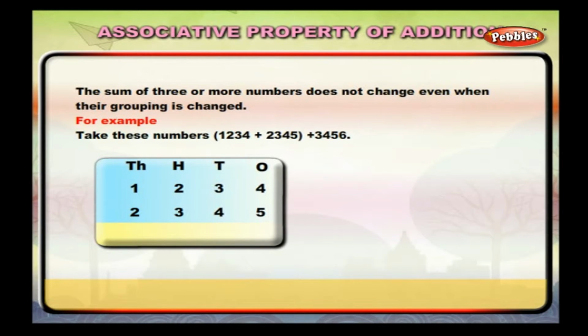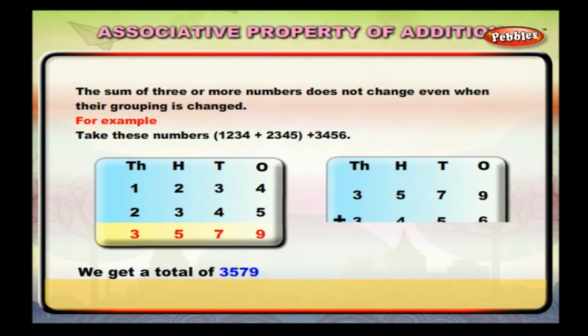1234 plus 2345. Add ones column. 4 plus 5 is equal to 9. Add tens column. 3 plus 4 is equal to 7. Add hundreds column. 2 plus 3 is equal to 5. Add thousands column. 1 plus 2 is equal to 3. We get a total of 3579. Now add the third number, 3456, to the total arrived.